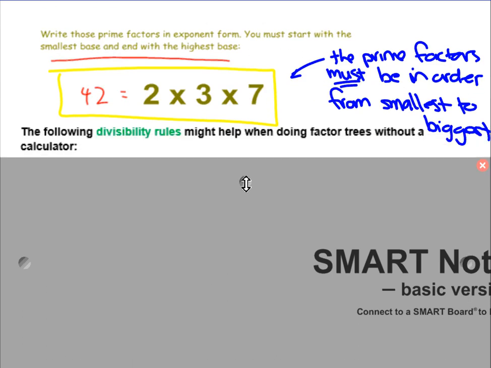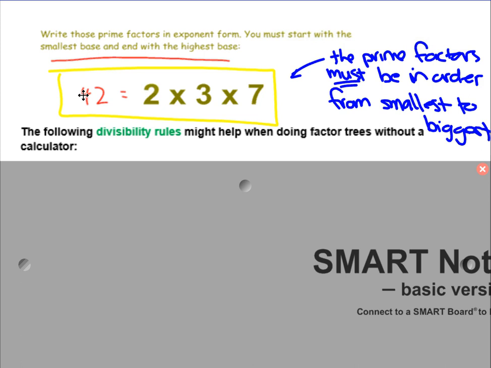So remember your divisibility rules. We've already remembered that if something ends in an even number, it's divisible by 2. If something ends in a 5, it's divisible by 5. If something ends in a 0, it's divisible by 10. Also, if something ends in a 5 or a 0, it's divisible by 5. Remember the divisibility rule for 3. If the sum of the digits is a multiple of 3, then it's divisible by 3. For example, 42: add the digits together, 4 plus 2, you get 6, which is a multiple of 3. So that means 42 is divisible by 3.